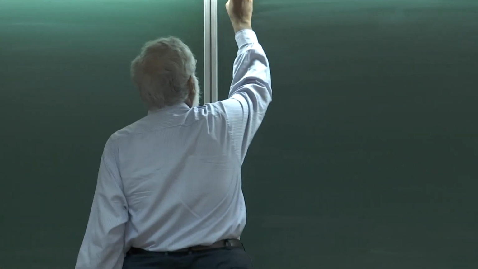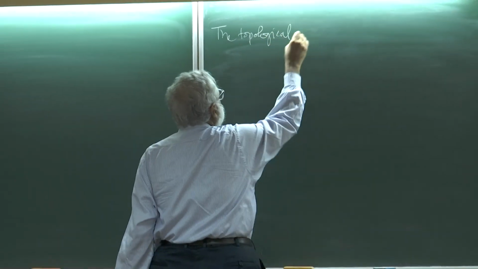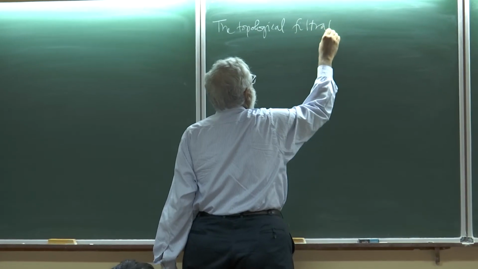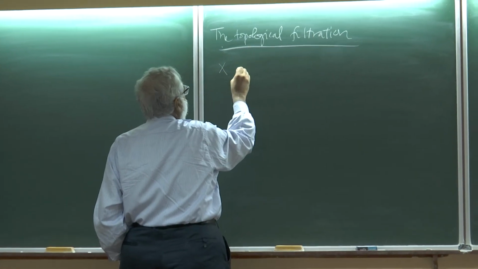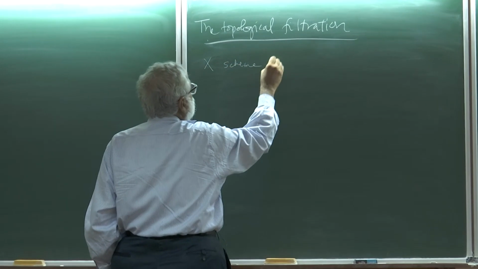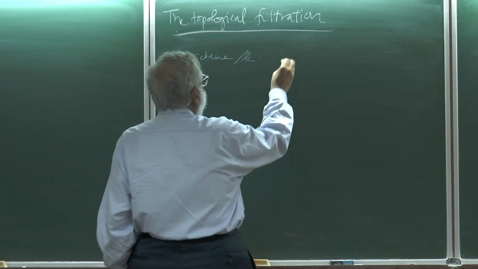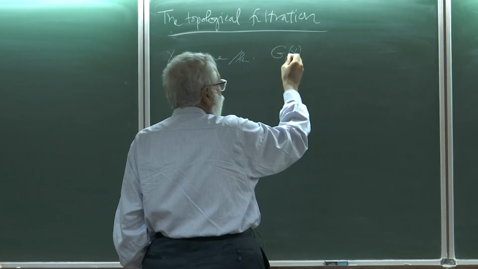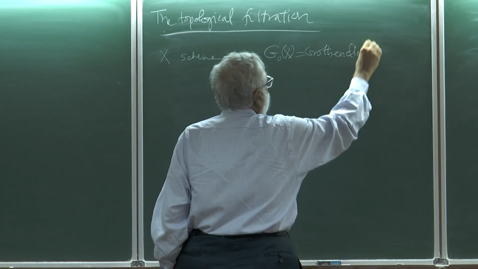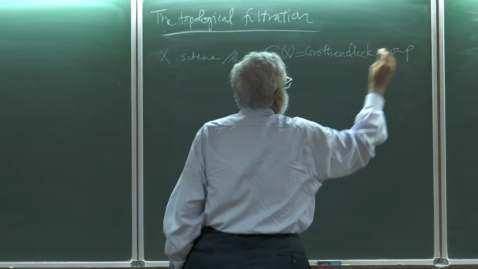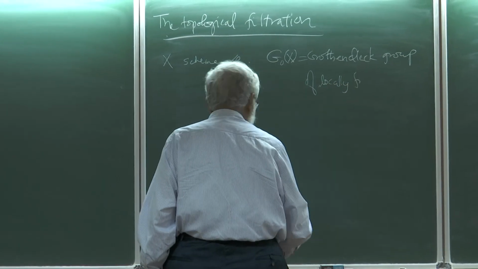I want to start talking about something called the topological filtration. The idea here is that if X is one of our schemes, quasi-projective, that's it. Then I had this Grothendieck group G naught X, of course I also had K naught X. This was the Grothendieck group of locally free sheaves. Sorry, of coherent sheaves.